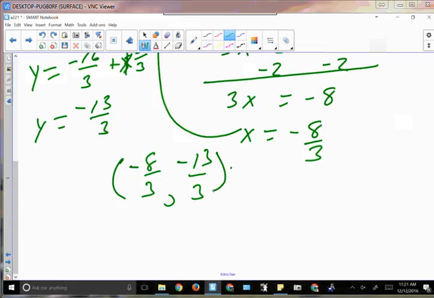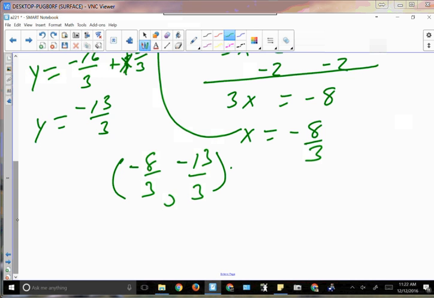The process isn't all that bad. You're just figuring out what one variable is equal to, taking that information and putting it into the other equation. Figure out what your solution is there, take that and put it back into the first one.